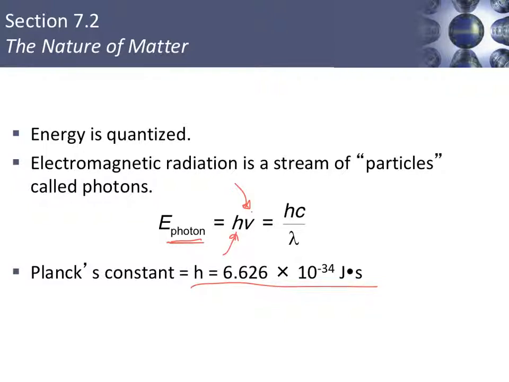Or if you have the wavelength, remember that if the speed of light equals the wavelength times the frequency, then the speed of light divided by the wavelength equals the frequency. So if you have the wavelength, you can substitute the speed of light divided by the wavelength and multiply that by Planck's constant. And that would also give you the energy of the photon.